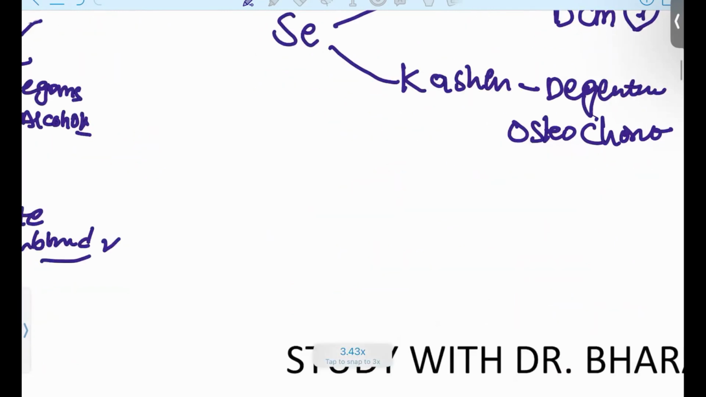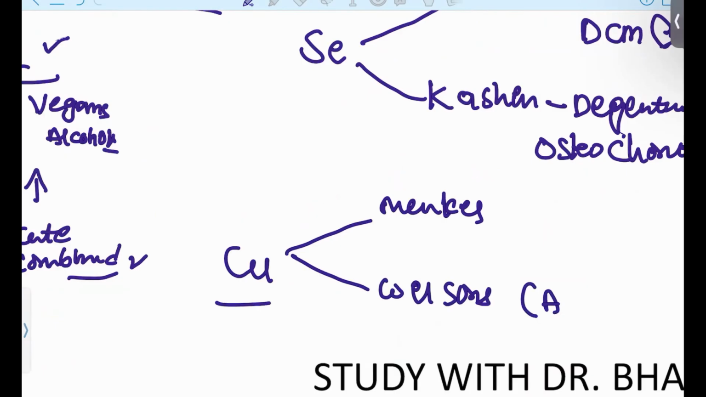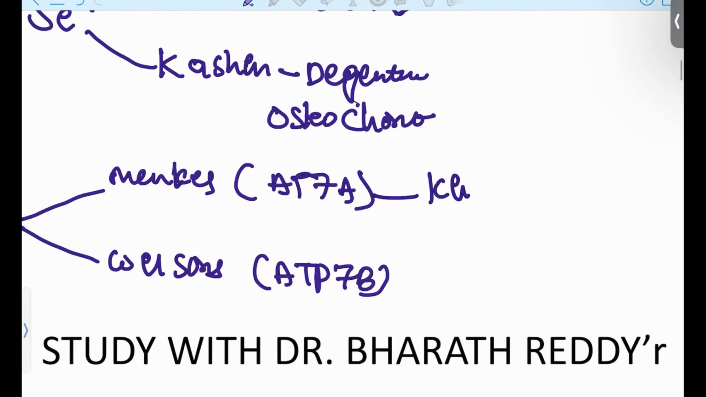Next, coming to the copper. Copper has two types: one is Menkes and the other is Wilson's. Wilson's disease is due to the ATP7B gene and Menkes is due to the ATP7A gene. Menkes patients classically have kinky hair and also eye abnormalities.